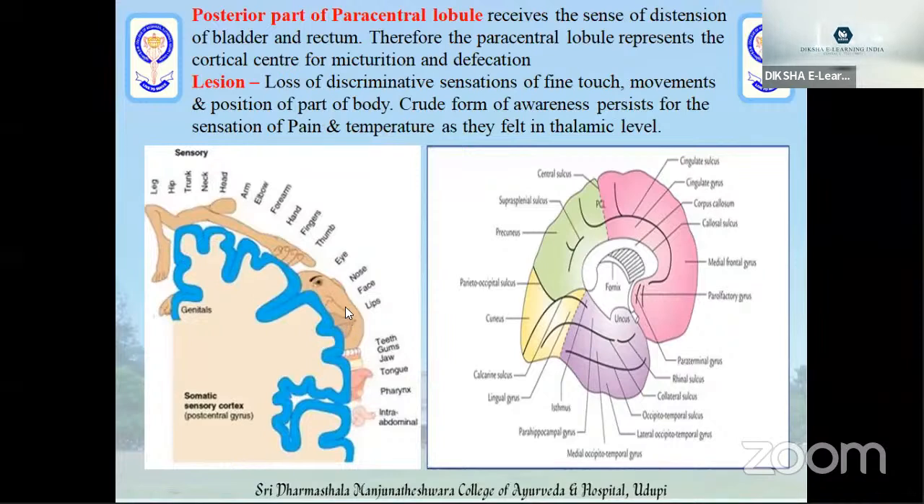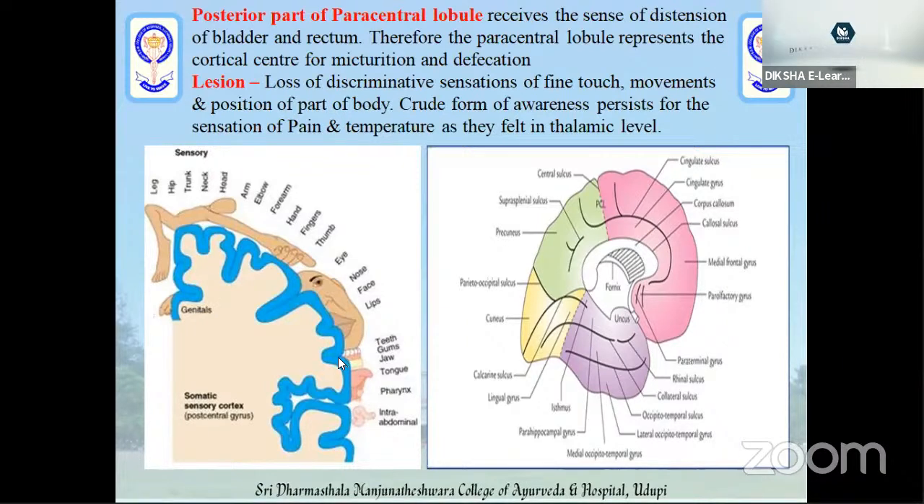The sensations of these areas will be perceived in these areas respectively. The sensations from the tongue will be perceived here, pharynx here, teeth and gums here, nose, face, lips, and eye here. In this way, they have shown the areas of sensory perception in the postcentral gyrus. Similarly, the motor area is presented in the same way in the precentral gyrus. Similarly, the sensory area is also presented like this.